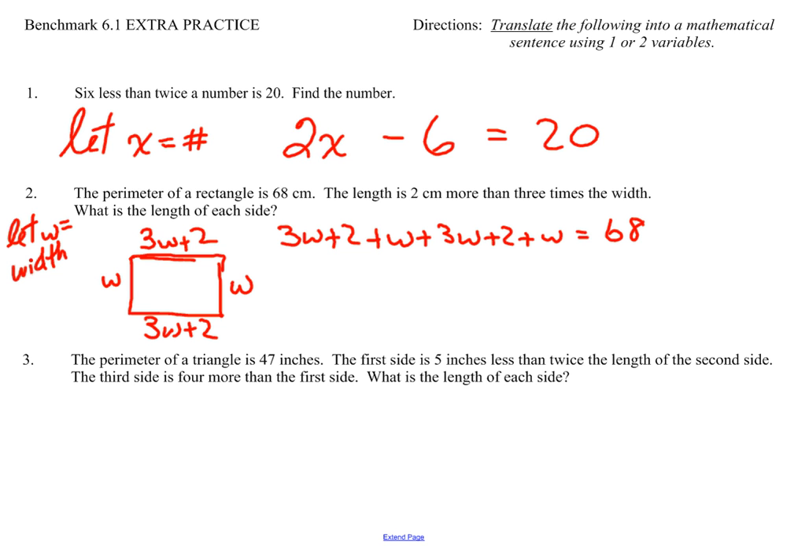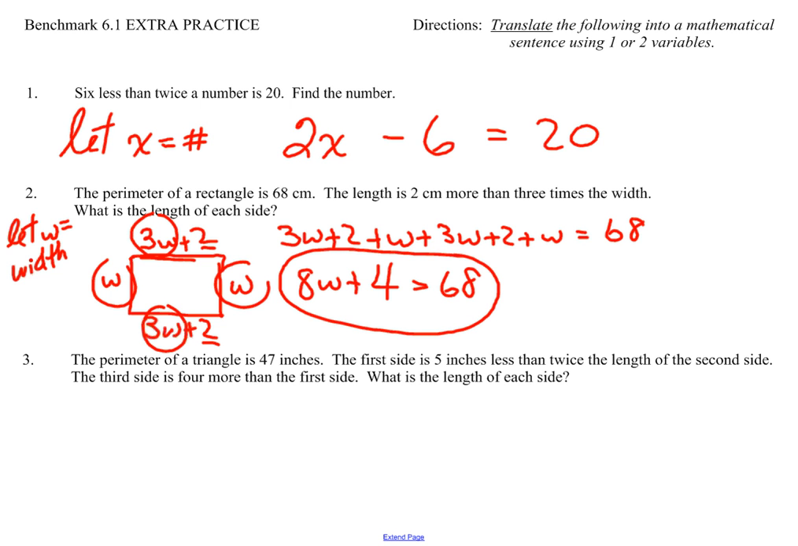You could simplify it by saying 3W plus, just add all the W's together. Here's 3, 4, 5, 6, 7, 8 W's plus the 4 equals 68. That's probably what I would prefer to see. You could start off saying 2 times the 3W plus 2. There's 2 sets of the lengths plus 2 sets of the widths equals the 68. There's a few different ways to do that. But I would think just this version here, or even all the separate ones, is fine.